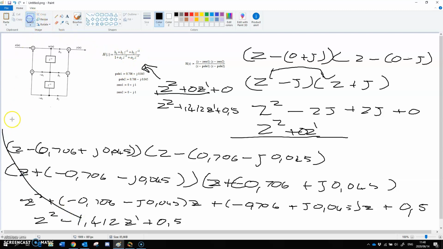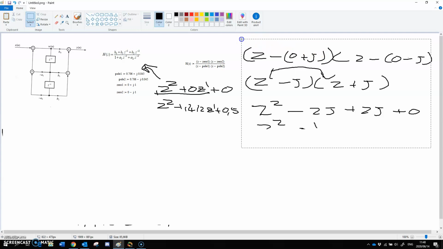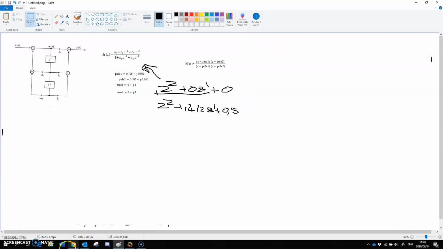So we can start with a better handwriting. Some might even say typed. And just get the equation. So we're left with this formula, z to the power 2 plus 0 plus 0. You can see it's that one there.